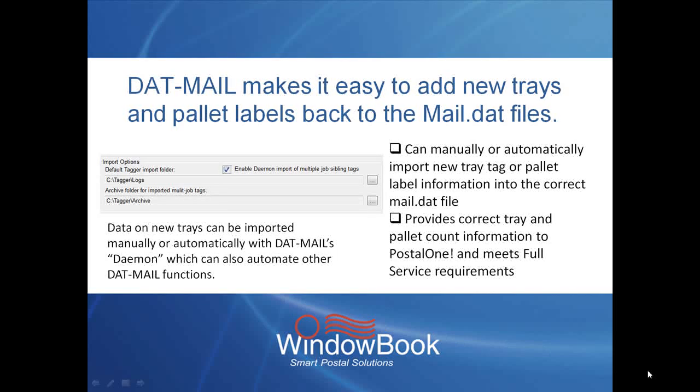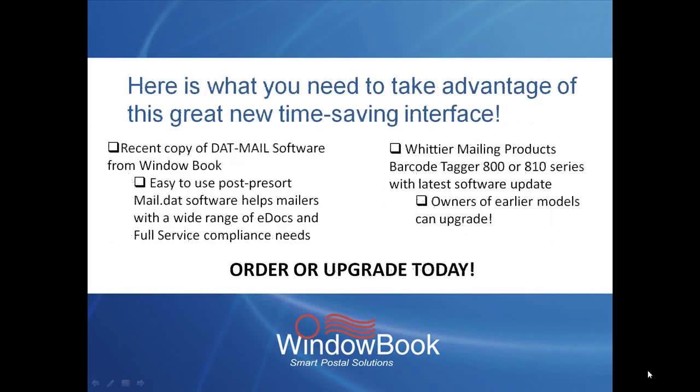When the tagger creates a new sibling tag, its barcode is reported in a file that is imported by DAT-MAIL, either manually or automatically. The new trays and their barcodes are added to the correct Mail.dat file so that the tray counts for the job are correct in PostalOne and full service requirements are met. Sounds pretty good, doesn't it?